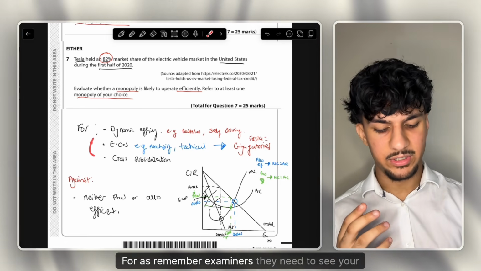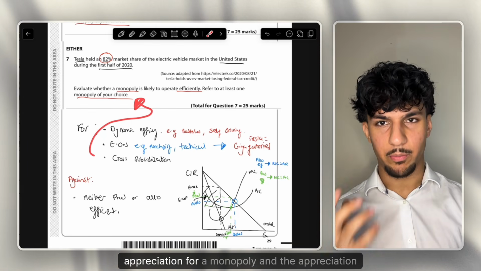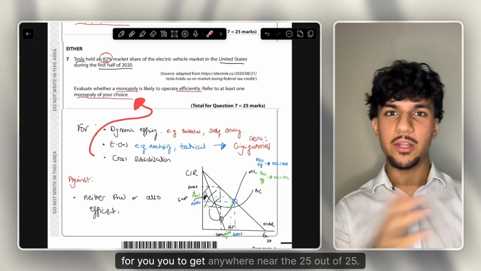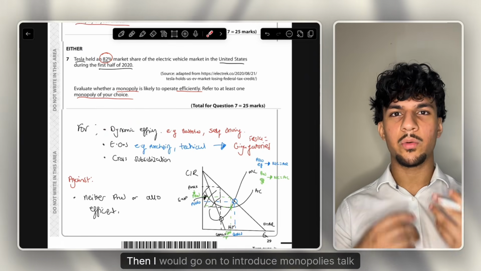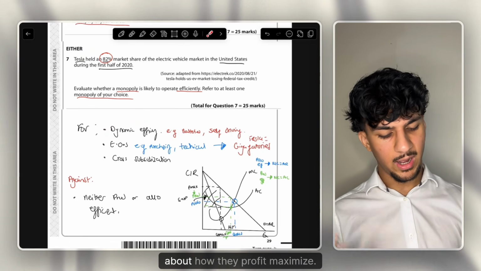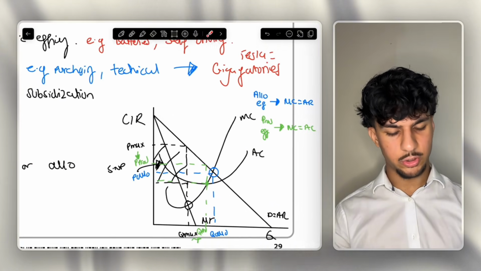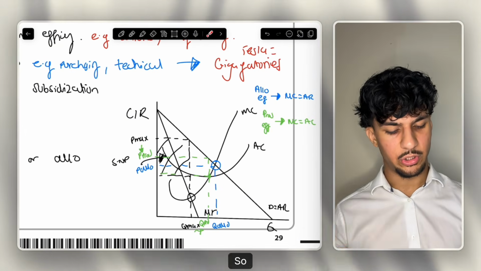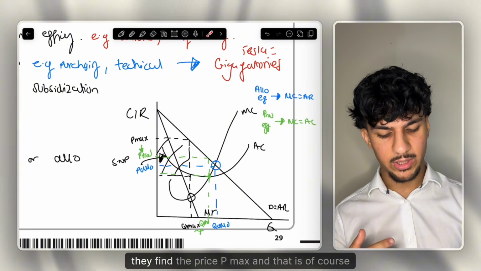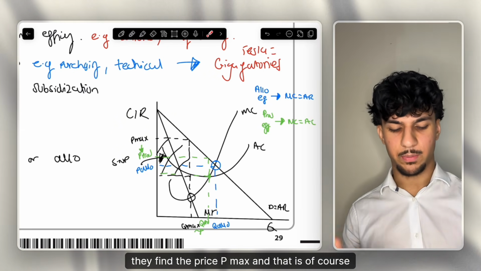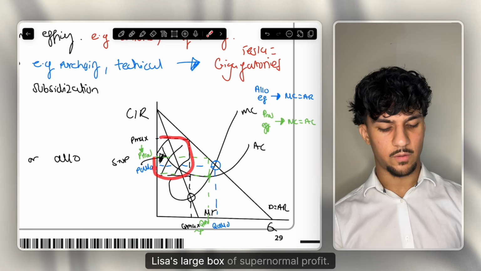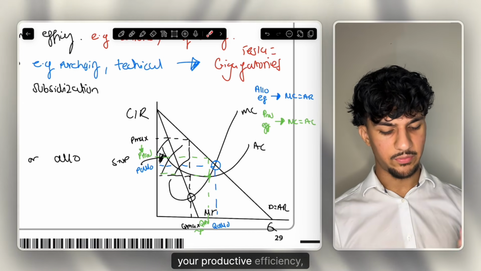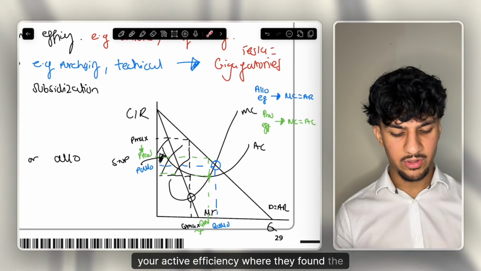Remember, examiners need to see your appreciation for a monopoly and the real world of economics in this question for you to get anywhere near the 25 out of 25. Then I would go on to introduce monopolies and talk about how they profit maximize, so mention the diagram, and talk through the diagram with the examiner. Like I always say, assume the examiner has no content knowledge. So talk about MC equals MR, they find the price P max, and that is the profit maximization price, which leads to this large box of supernormal profit. But then mention your efficiencies, productive efficiency and allocative efficiency, where they found the relative prices.